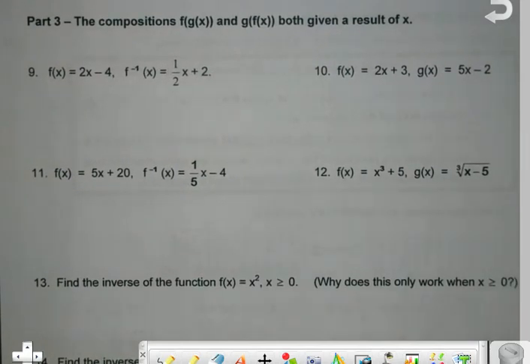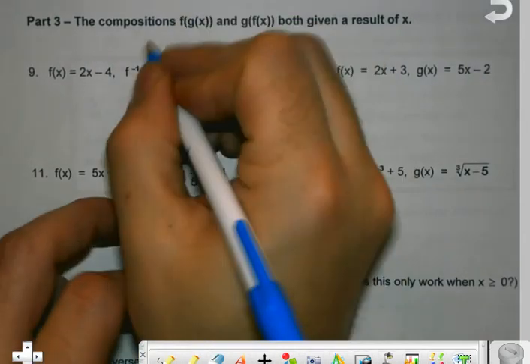Okay, part three. The compositions f of g of x and g of f of x both give a result of x. Okay, this is where Hardy does something to get himself in trouble. So if any other teachers look at this video, I'm going to get yelled at. That's okay. We're going to simplify this. If I did f of g of x and g of f of x in both of these, the answer comes out as x. But why do I want to do all that work? So there's a shorter way to do it.